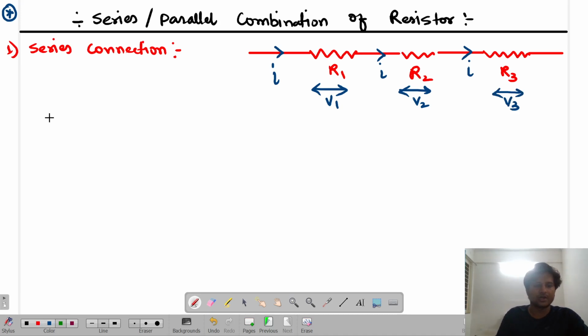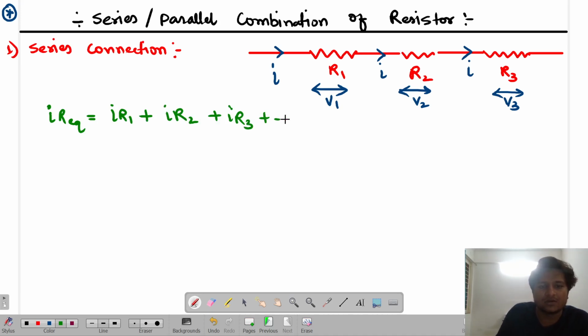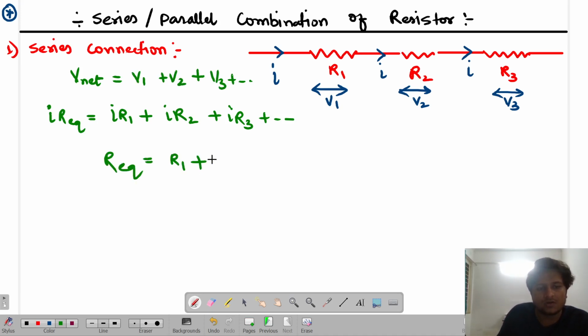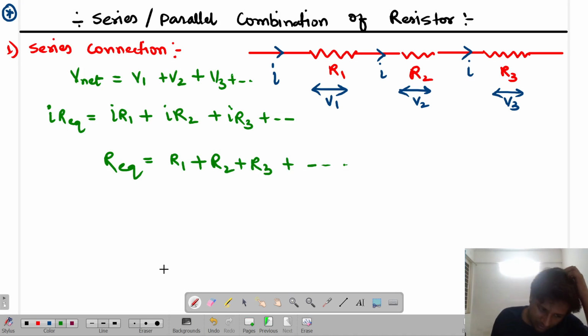So according to Ohm's law, if I apply Ohm's law, then I into R equivalent will be what? Nothing but the net sum of all the potentials. So what I will get? V is equal to IR. So I into R1 plus I into R2 plus I into R3 and so on. Because we know that net potential is the sum of all those potentials. So therefore I get R equivalent is equal to R1 plus R2 plus R3 and so on. Is that clear or not? Are you able to get me?